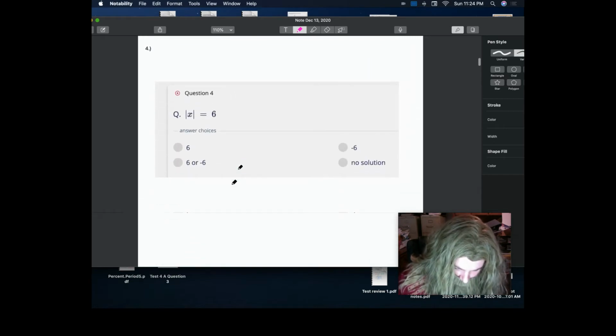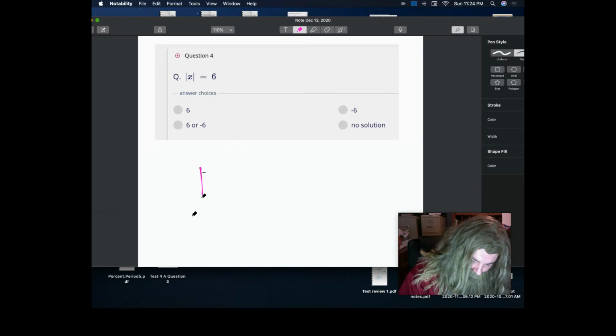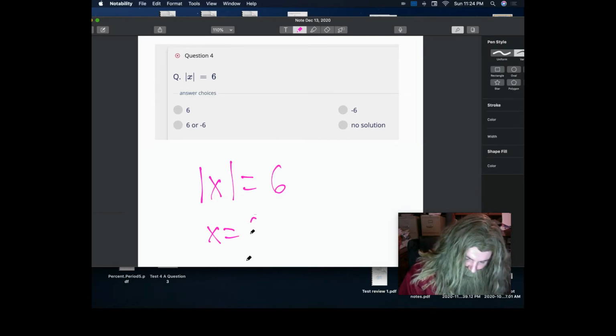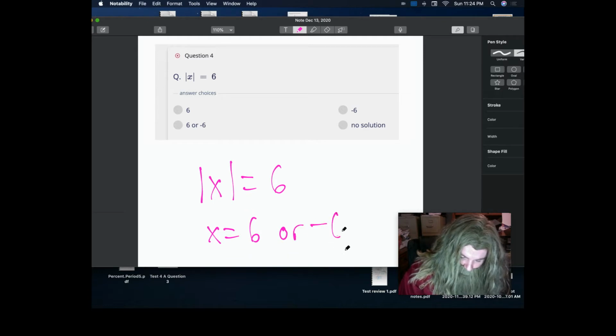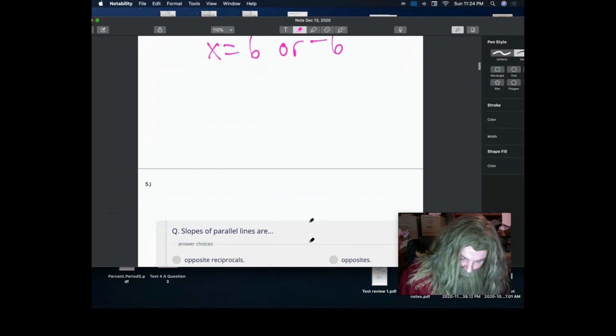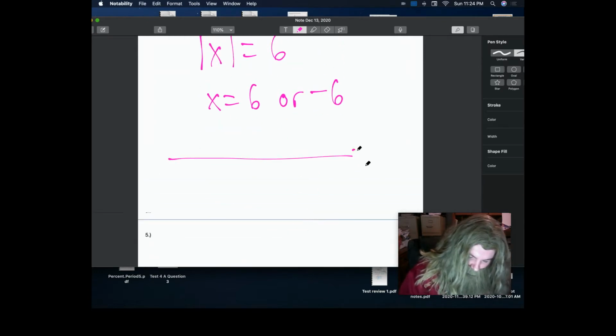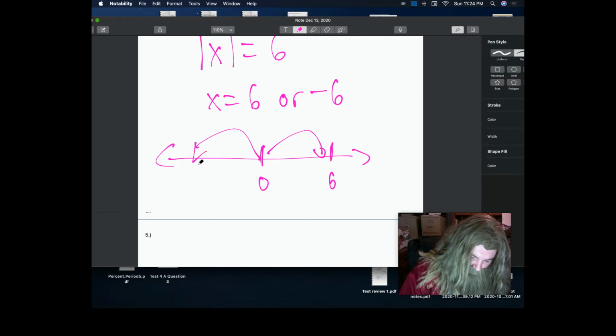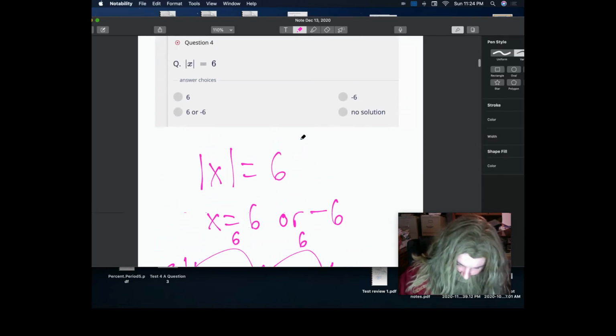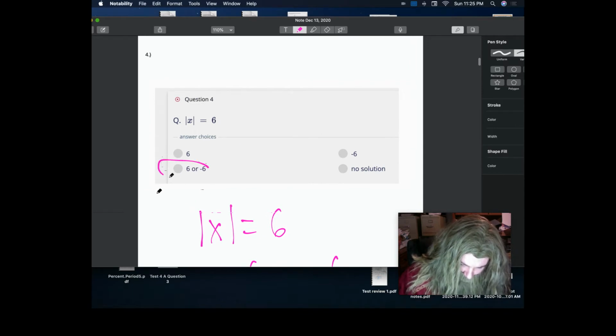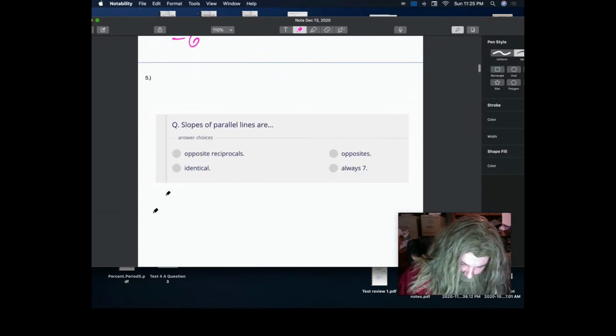Let's move on. What if it's a positive number? Then what? Well, then we know that the absolute value of x can be two answers. x could be 6 or -6. Because when we look at distance, and that is what the absolute value is, the distance from 0, you can go 6 to the right and you can go 6 to the left, and they both would have a distance of 6. And as such, the answer is 6 or -6. Let's move on.